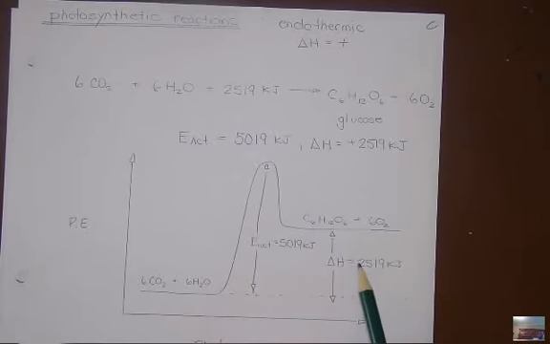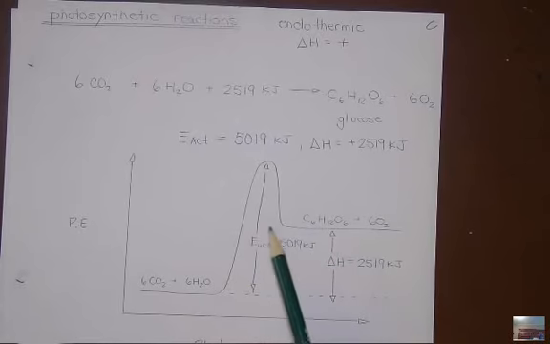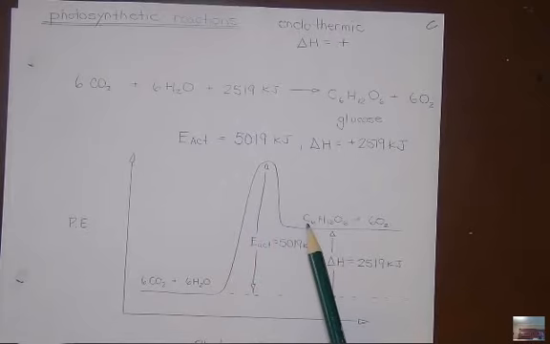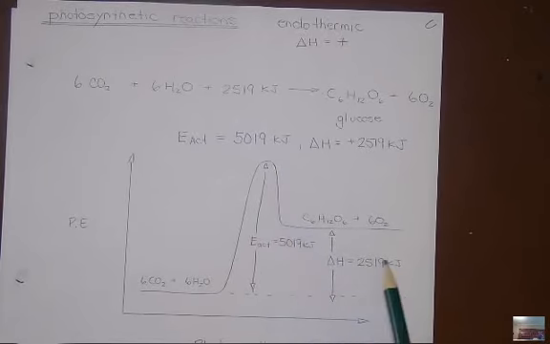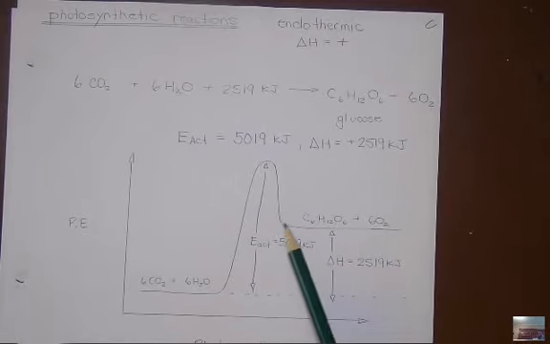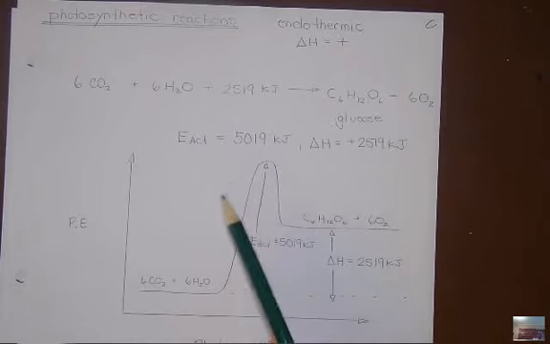So delta H for the backwards reaction would be minus 2,519, and energy of activation for the backwards reaction would be from this point up to the top of the mountain. So how would I get that? Take this minus this, which would give me positive 2,500 as the energy of activation for the back reaction. Okay, that being said, let's do one calculation to quantify energy in a chemical reaction.